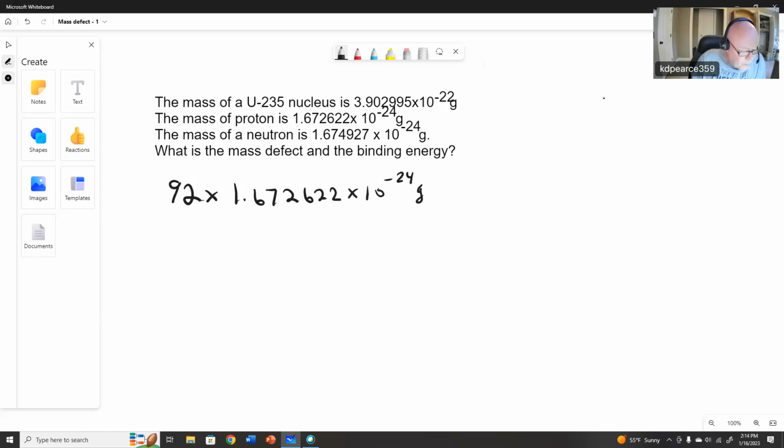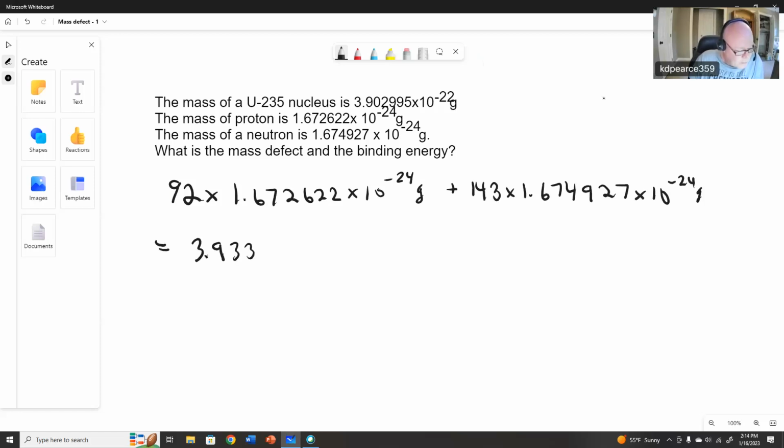And we're also going to add in the neutrons. If we subtract 92 from 235, we get 143 neutrons. We'll go ahead and multiply this as well and add them up. And if we put that in our calculator, we get 3.933958 times 10 to the minus 22nd grams. That's what we would expect.